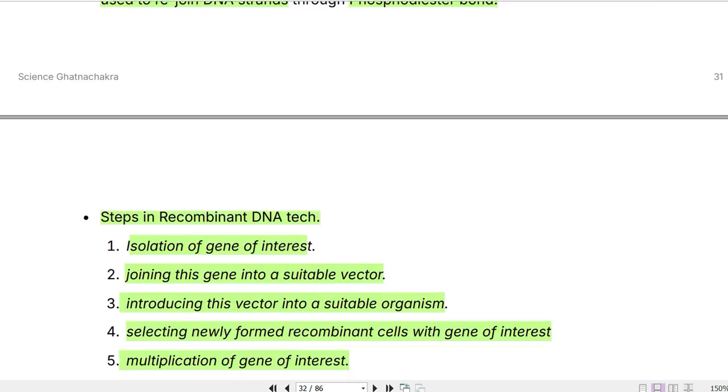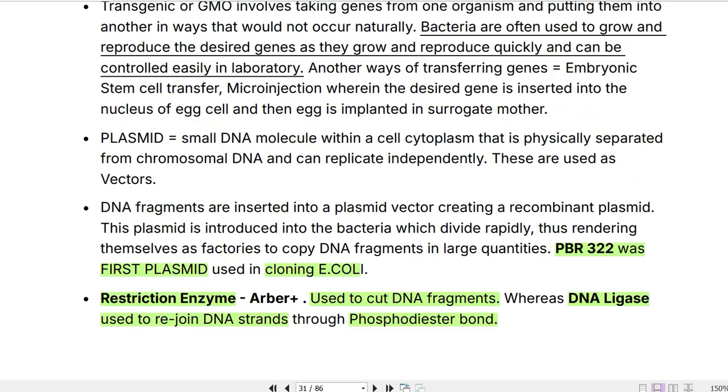So here we simply read that we isolate the gene of interest and then we put that gene of interest in a suitable vector. So that is what I'm saying. The vector which we are talking about has to be in the form of a plasmid. So it has to be a plasmid vector. Okay, so this plasmid is introduced into the bacteria which divides rapidly, right? Thus rendering themselves as factories to copy DNA fragments in large quantities. So pBR322 was the first such plasmid which was used in cloning Escherichia coli.